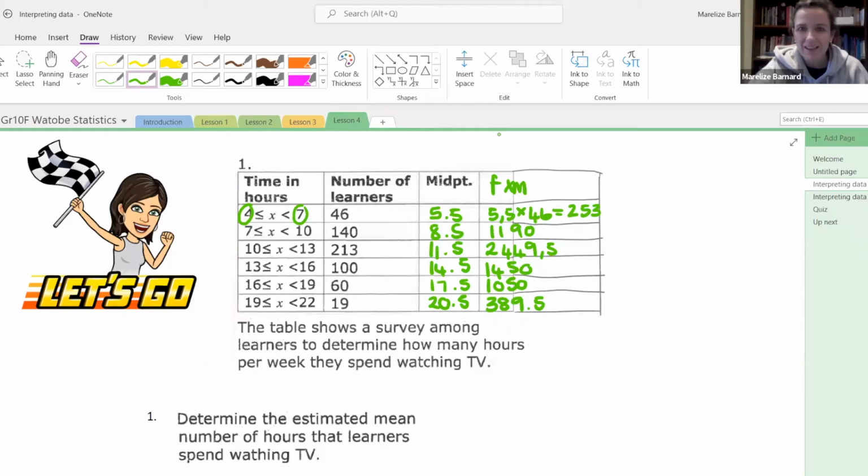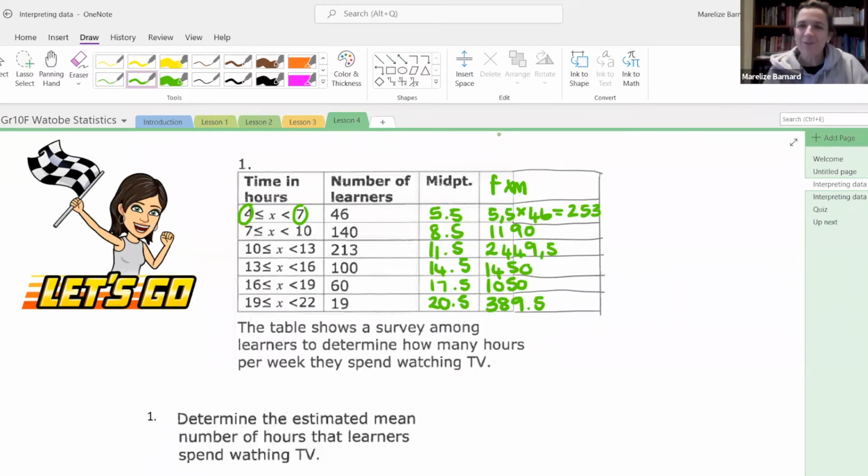Okay. So now we're going to go to the next step. And I wonder if anyone remembers how to now find the estimated mean. Looking for my calculator, but I find the TV remote instead. Oh, that's a good one. Oh, very funny, Emilio. Very funny.